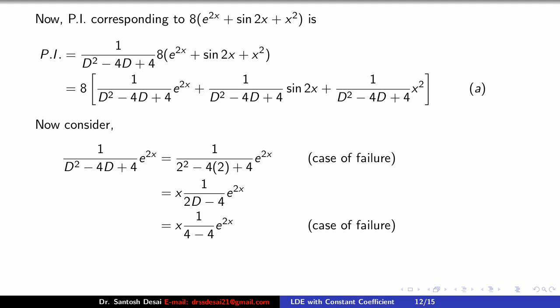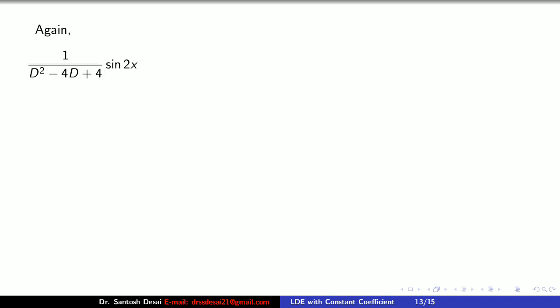So that is, we get x square. Then take the derivative of the denominator, 1 upon 2d minus 4. Just the derivative of the denominator, so it is 1 by 2 into e raised to 2x. Now here you can observe that the derivative is non-zero. So therefore this is your final value of the term 1 upon d square minus 4d plus 4 into e raised to 2x.